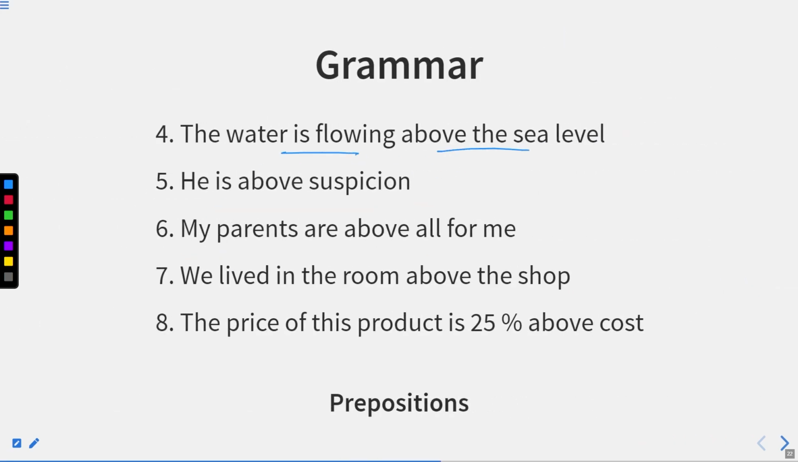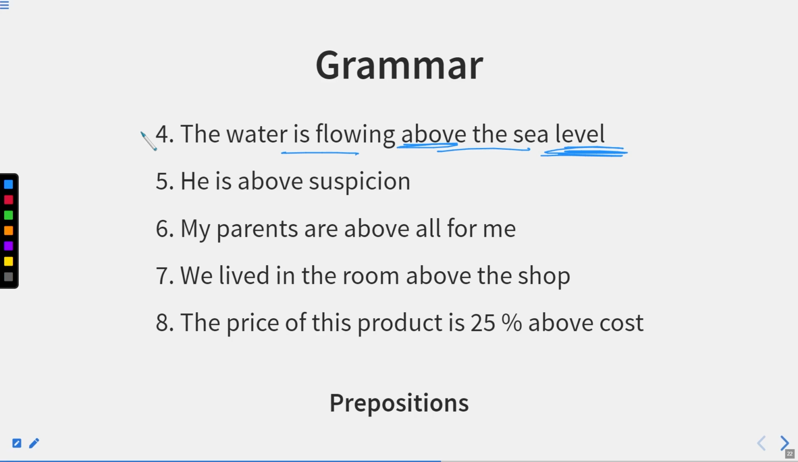Now let us move to the next one. The water is flowing above the sea level. Of course, whenever we are to show the level of sea, we are using above or below. So above the sea level, it means beyond the sea level. It means it is a dangerous thing. He is above suspicion. It means he is not in the list of suspects. My parents are above all for me. It means my parents are priority for me.